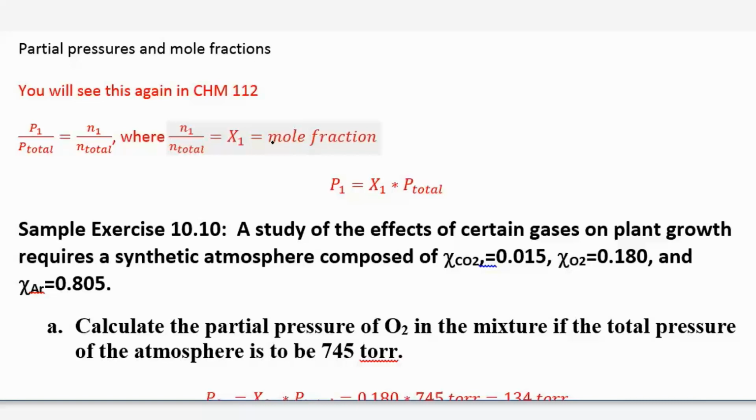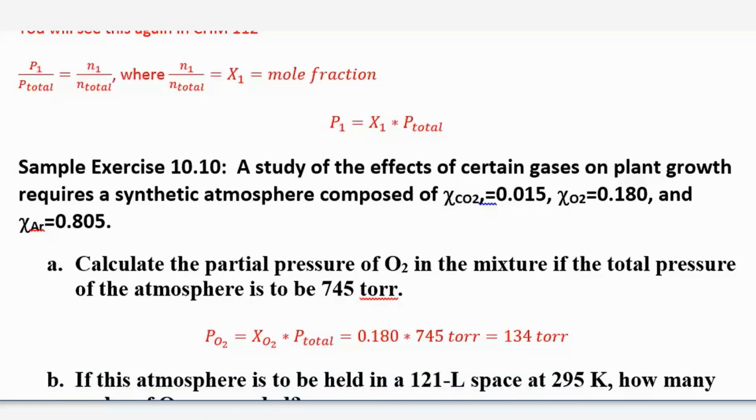Basically, if you put it all together, you can get the partial pressure. So we have P1 over P total equals the mole fraction. So just multiply P total by the mole fraction, and you should get P1. So P1 is the mole fraction times P total. And we'll see this again when we talk about vapor pressure. So we'll look at mole fractions.